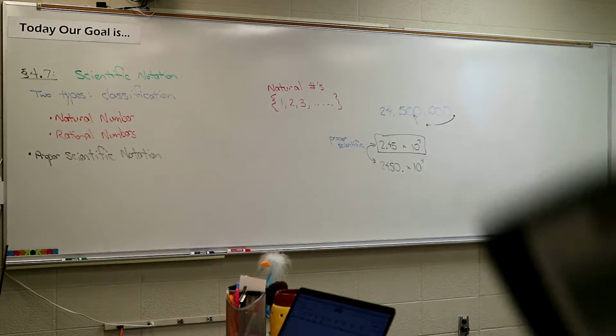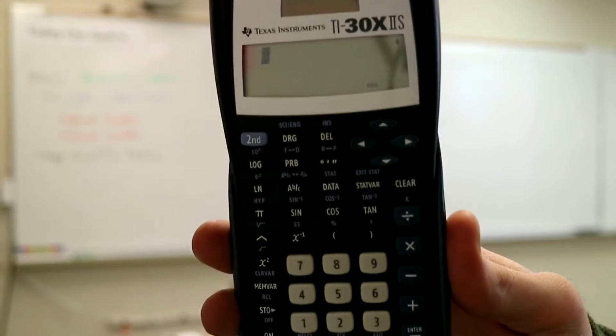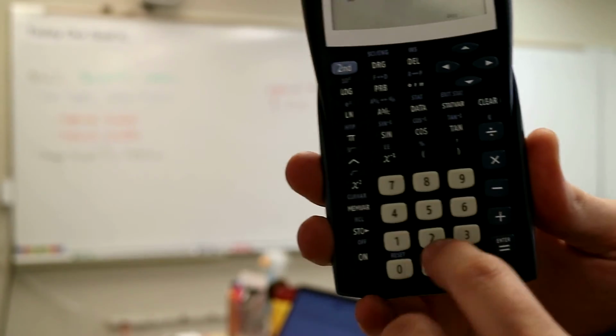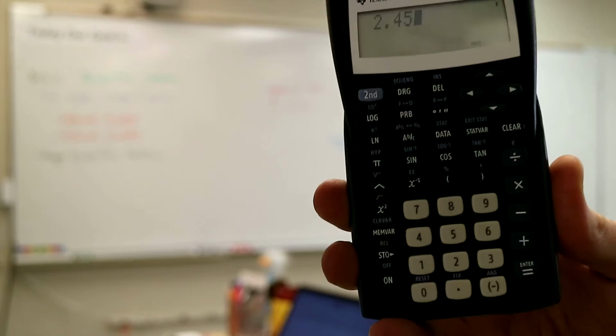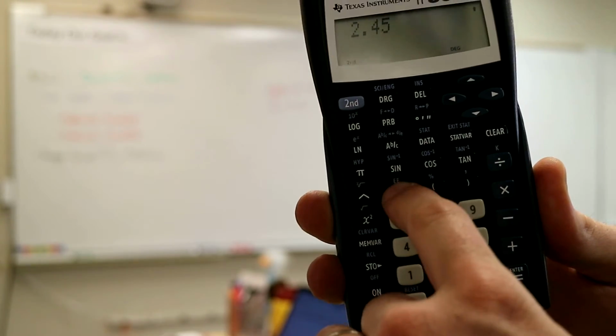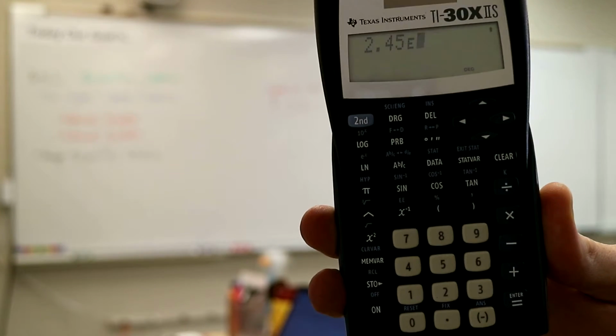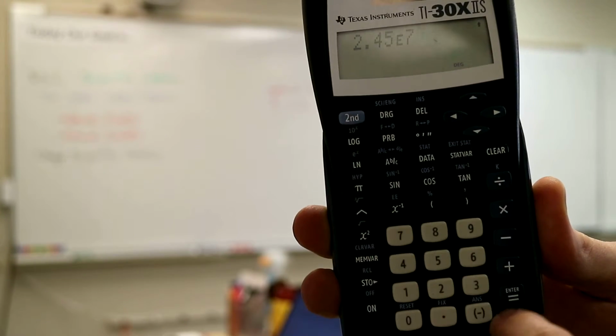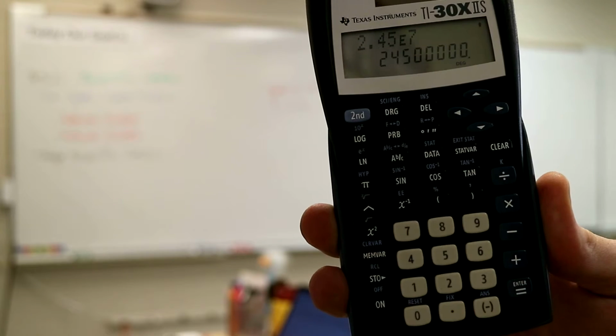So again, you type in the 2.45, you hit second, and you hit the little X to the -1 key, so it puts a little E on your screen. And then you're going to type in the 7 and hit equal. Boom.